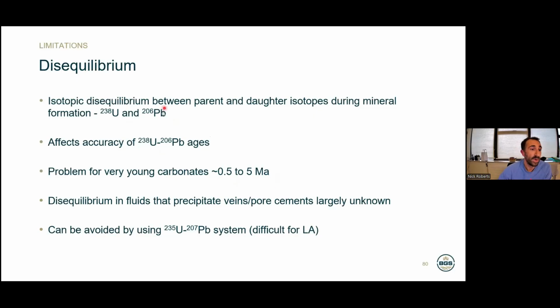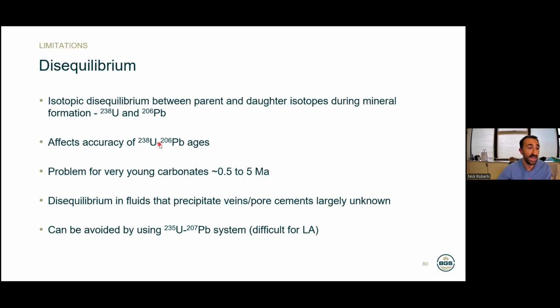So isotopic disequilibrium between parent and daughter isotope during mineral formation. We are generally measuring today, and when we interpret our ages or calculate them, we assume that secular equilibrium continues. But there are some geological processes that can affect the intermediate isotopes. There are several intermediate isotopes between parent and child, one of them being uranium-234, and we can get disequilibrium in that chain.